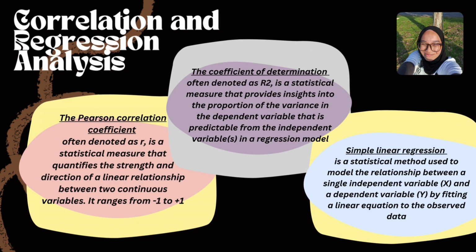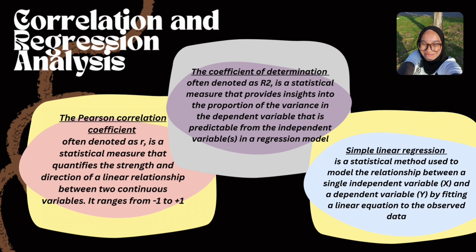Now we move on to the correlation and regression analysis. The first one, we have the Pearson correlation coefficient. It is often denoted as R. It's a statistical measure that quantifies the strength and direction of a linear relationship between two continuous variables, and it ranges from -1 to +1.